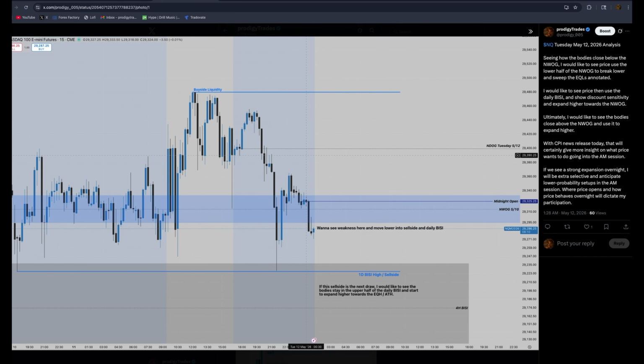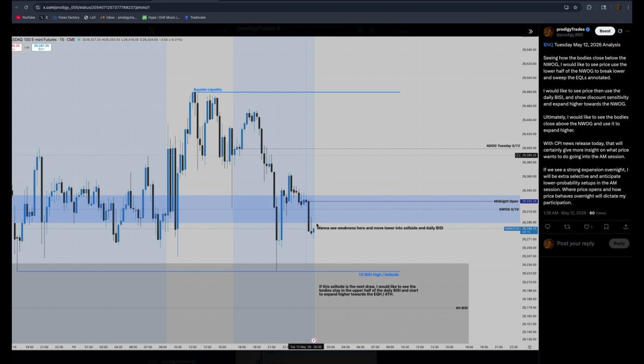To begin, let me show you this overnight forecast and analysis that I posted on my X last night at 1:28 a.m., just before we were heading into the London session. So we had this buy side, which is also the all-time highs, and we had sell side here. And this was also the high of the daily inefficiency, which I'll show you in a bit.